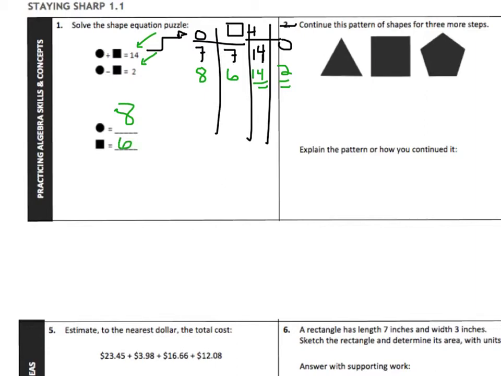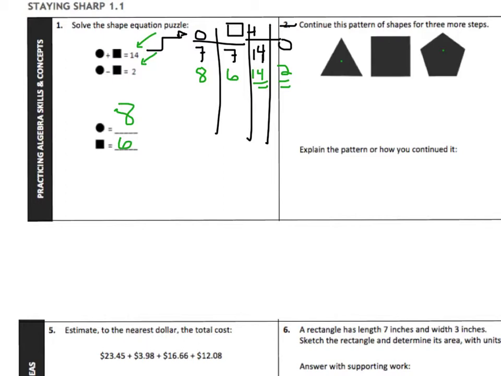Next question. Continue the pattern of shapes for 3 more steps. Okay, well, what we have to do is figure out what in the world the pattern is right now. If we want to continue this for 3 more steps, we have to know what's going on. So I'm looking at triangle, square, pentagon. Well, how do you distinguish those shapes?